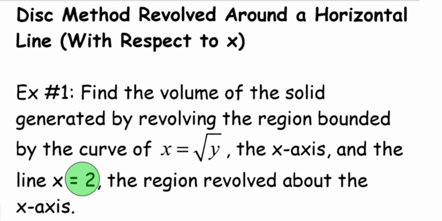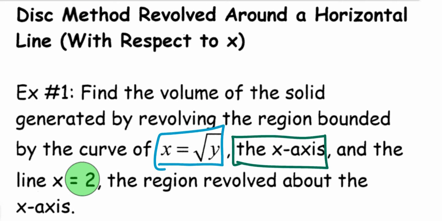I can go ahead and tell you that this curve and this curve are the ones we're going to be rotating. The x-axis, of course, is just y equals 0. It's going to be bounded by the line x equals 2, and of course wherever they cross. Again, we're going to visualize in just a second. The region is going to be revolved about the x-axis.